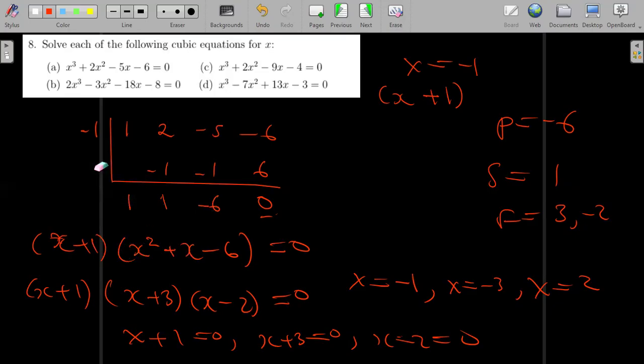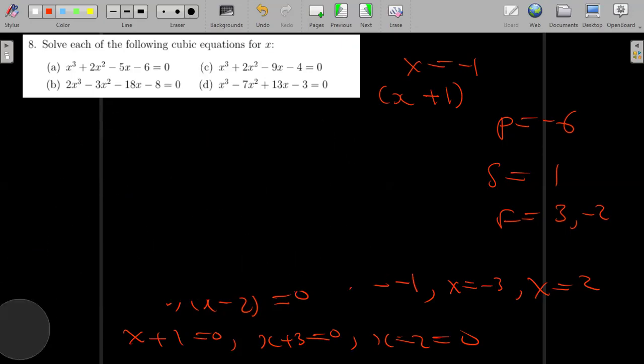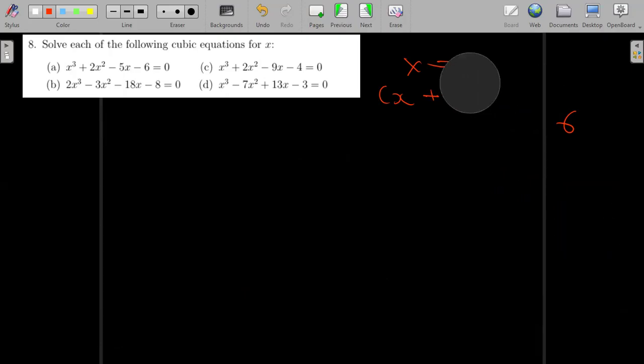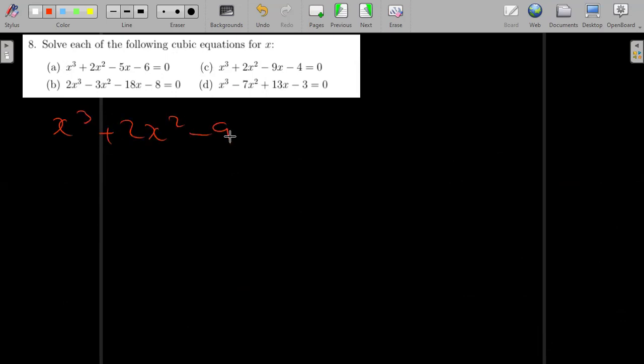All right, the next one, again, we do the same procedure, and we will solve question C. So question C, you have x cubed plus 2x squared minus 9x minus 4 equal to 0. Same steps as well. First find the root here. There's 4 and there's 1, so you end up with plus minus 1, plus minus 2, plus minus 4. So I test these and see which one gives me 0.